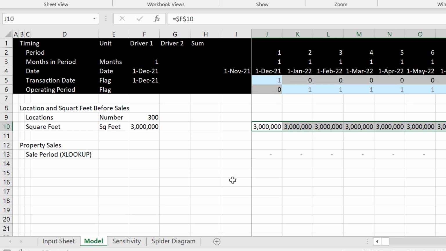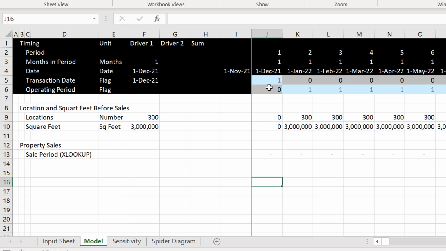Okay, and I guess if we're really technical, we should multiply this by the operating period. Okay, and let's do the same thing for the locations. Okay, and I'm gonna do my formatting in a minute here.